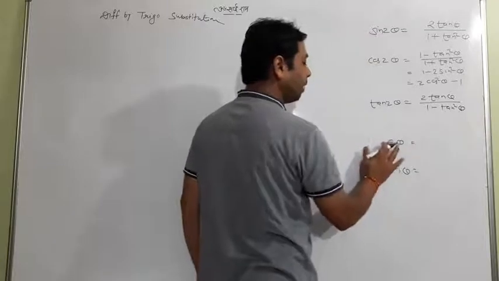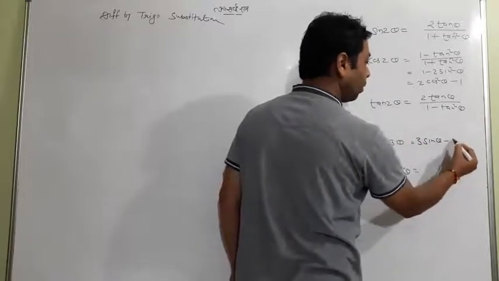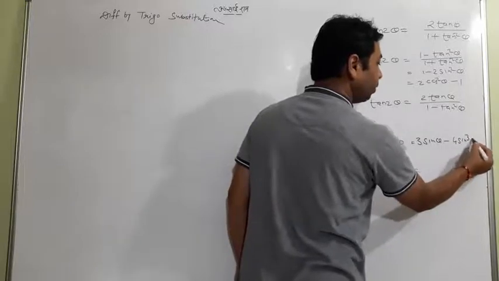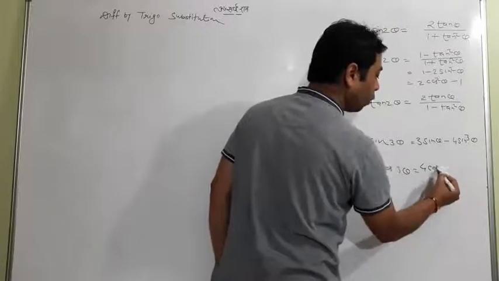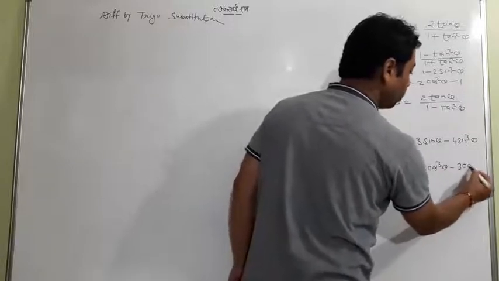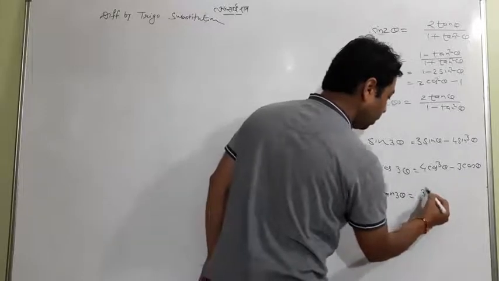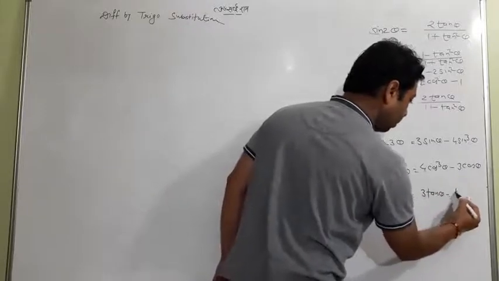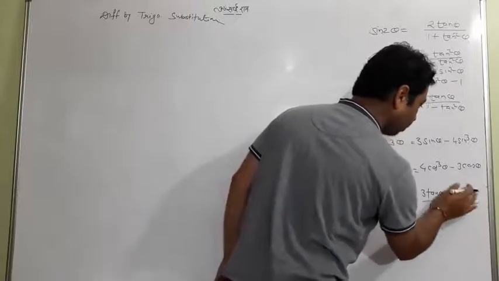Sin 3 theta has a single formula: 3 sin theta minus 4 sin cube theta. Cos 3 theta has a single formula: 4 cos cube theta minus 3 cos theta. And tan 3 theta has a formula: 3 tan theta minus tan cube theta upon 1 minus 3 tan square theta.